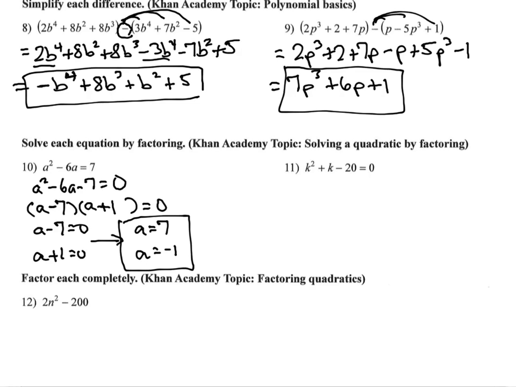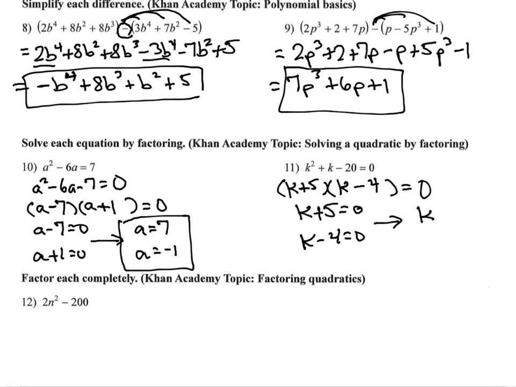Same thing with number 11. Everything is on one side equals 0, so we're going to go right into factoring. Two factors of negative 20 that add up to a positive 1 is going to be a plus 5 and a minus 4. Again, set each one equal to 0. Subtract 5. Add 4. And that's our answer.